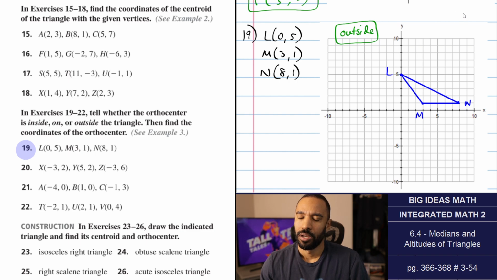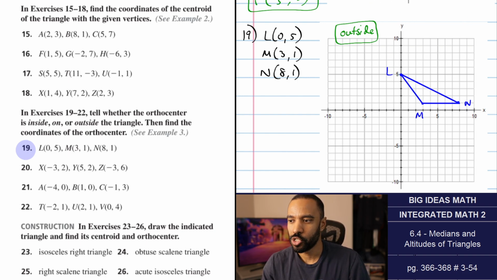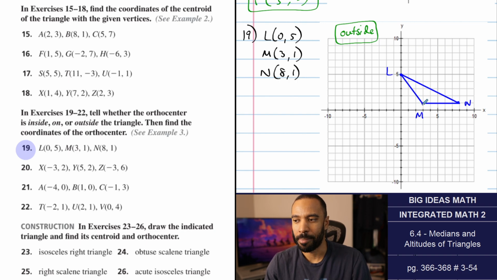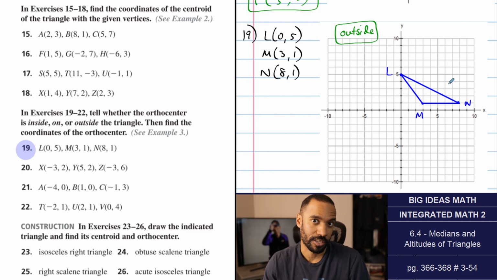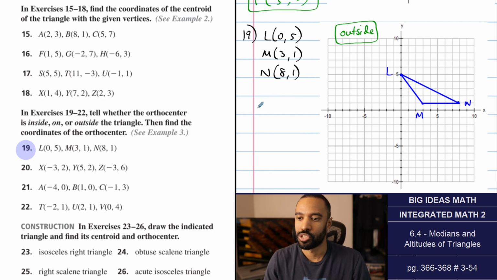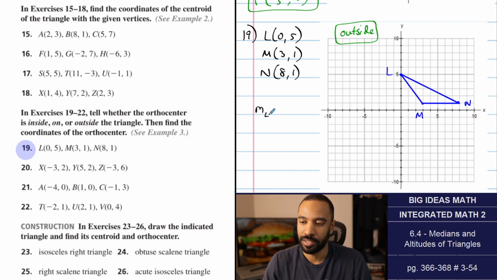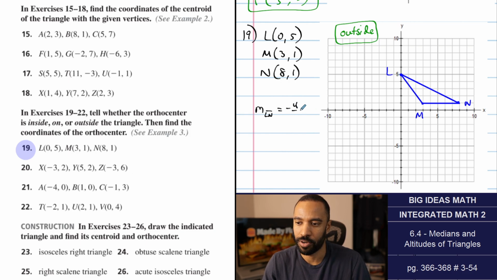The altitudes are going to be perpendicular to any of your sides. Now, the first one I'm actually going to find here is from M to LN, the altitude. Remember, it's not necessarily a perpendicular bisector unless this is an isosceles triangle. Maybe it is, maybe it isn't. I don't know, I don't care. What I do need, though, is the slope of segment LN. So the slope of LN is, you're going down 1, 2, 3, 4, and over 8. So negative 4 over 8 is negative 1/2.